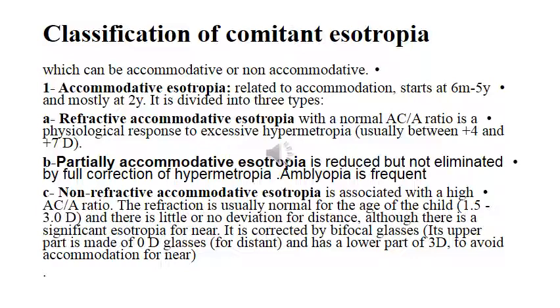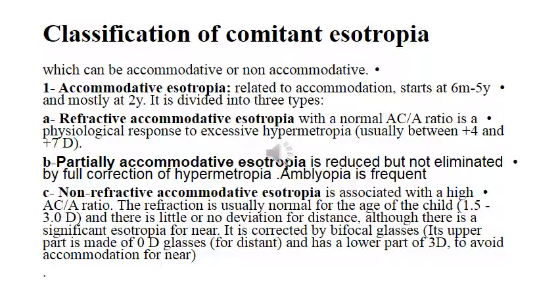So, starting with accommodative esotropia, it's related to accommodation. There is a problem with accommodation. It usually starts from age 6 months and above, till 5 years. Commonly, the child presents with esotropia by the age of 2 years. As we said, accommodative esotropia is either refractive or non-refractive. I mean, with refractive, there is some sort of refractive error. With non-refractive, there is no refractive error.